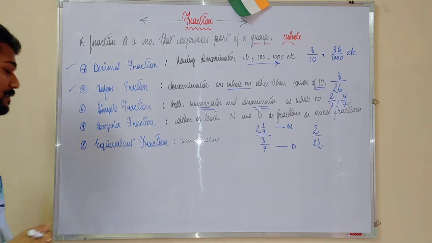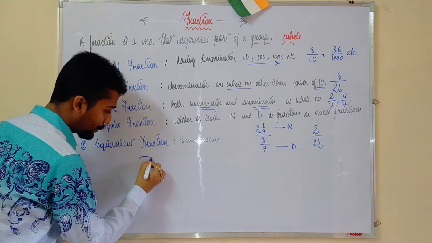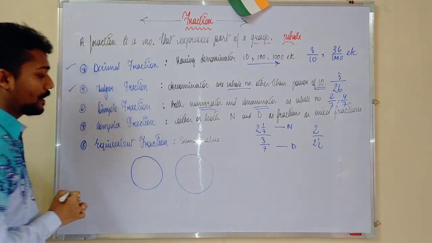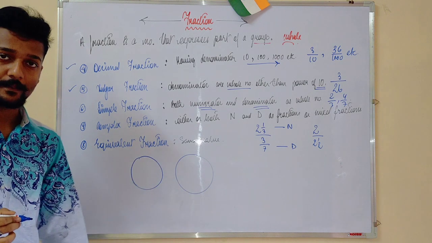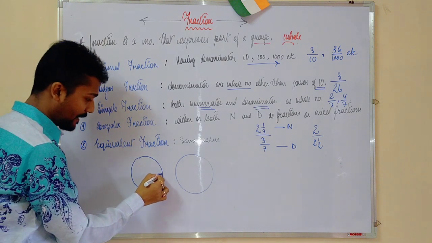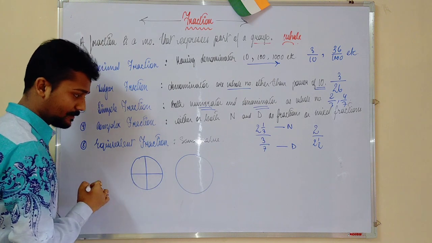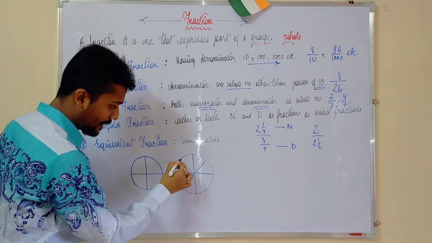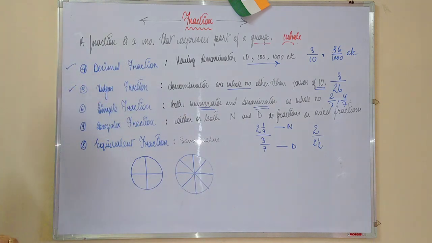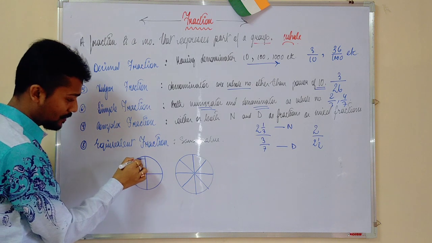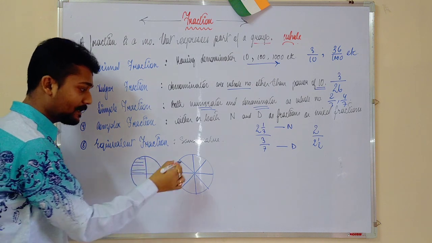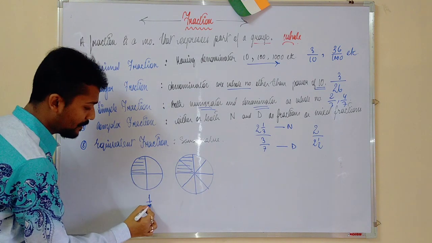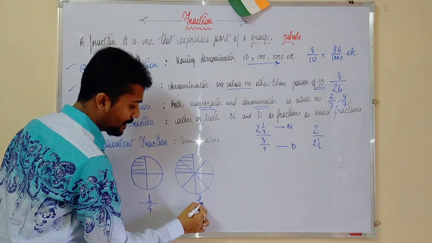Now comes equivalent fraction. Okay, let me take, say, a pancake. This is also a similar pancake of the same measurement. Here I have divided the pancake into 4 equal parts, but here I have divided the pancake into 8 equal parts. Here I have chosen 1 out of the 4 parts and here I have chosen 2 out of the 8 parts. That means this is 1 by 4 and this is 2 by 8.